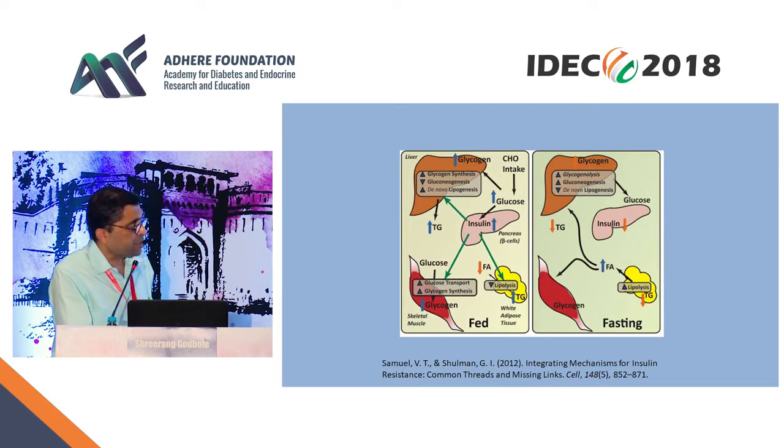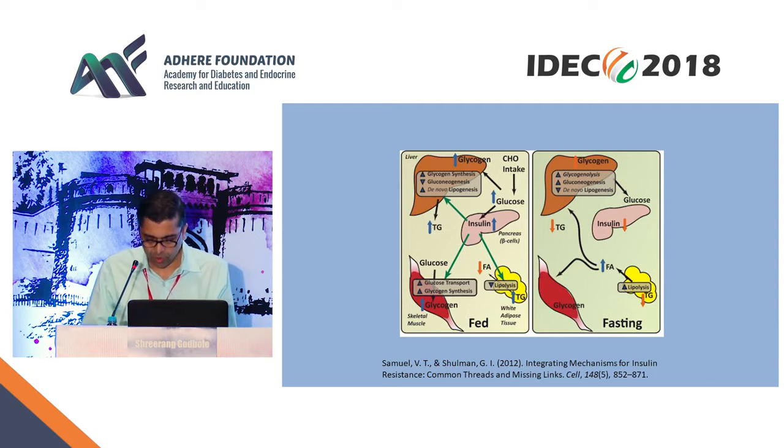In the fasting state, when the insulin levels go down, there is a reversal of these processes. There is increase in glycogenolysis and gluconeogenesis, and lipogenesis decreases, as well as there is increase in the lipolysis in the adipose tissue. This is what happens in normal individuals.